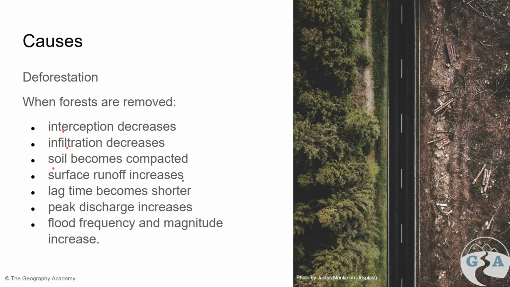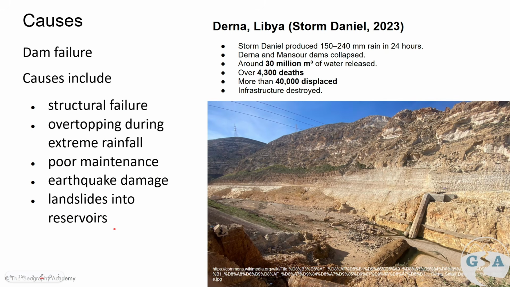Surface runoff increases, which we've mentioned, and the lag time becomes shorter. Remember your hydrographs from 1.1. Lag time becomes shorter. Peak discharge increases. Flood frequency and magnitude also increase. That's quite an important one as well. We'll talk about frequency and magnitude a little later. Dam failure can happen, as I said.